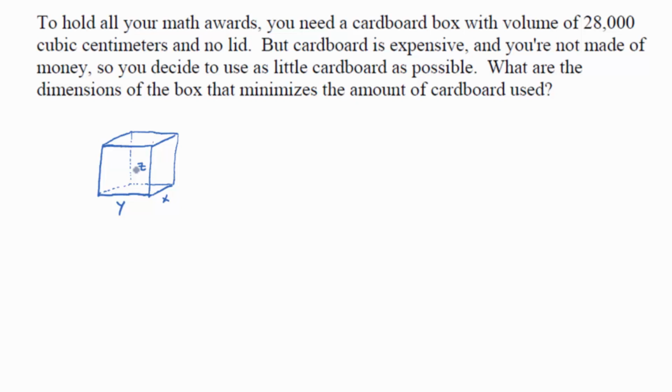So if the top of the box is open, what would the area, I'll call it A for area, of this thing be? Sure, so x times y would be the bottom face, and there is no top face, right? So that'd be the area of the bottom face, plus the other ones, there's 2 of each. So there'd be 2yz plus 2xz.